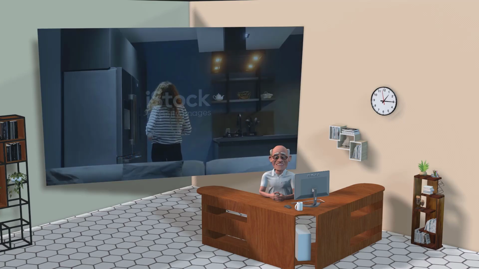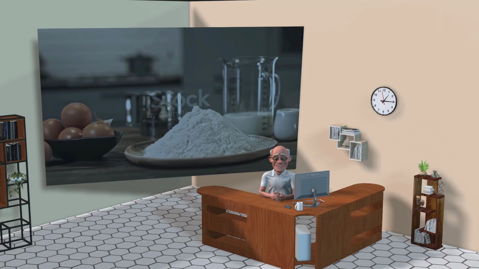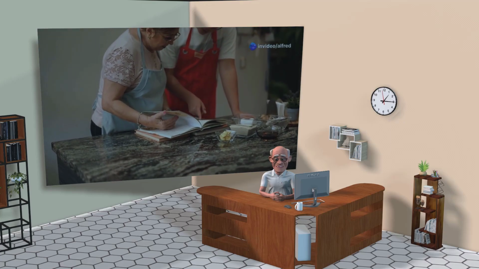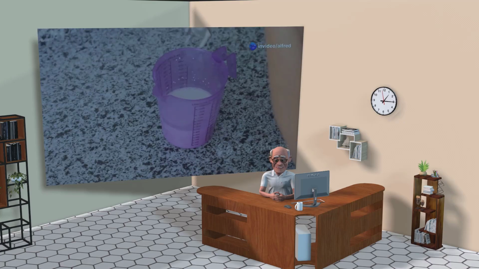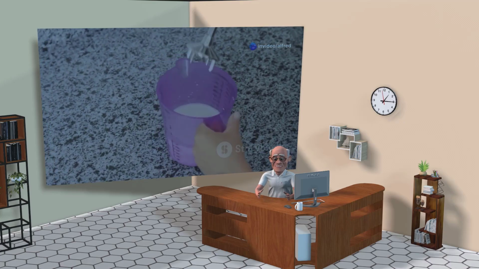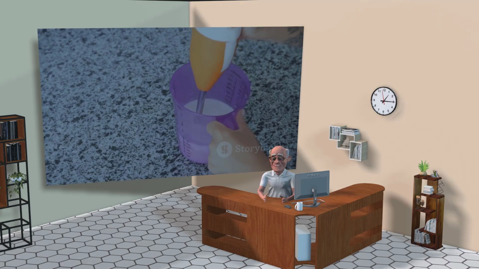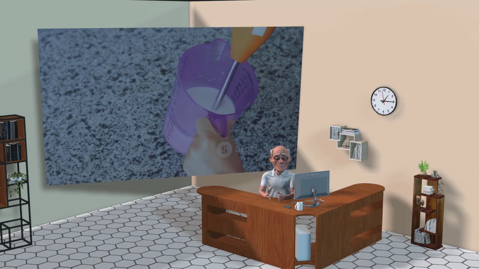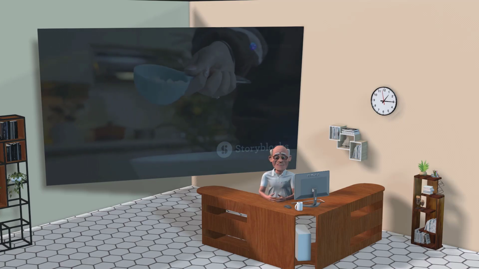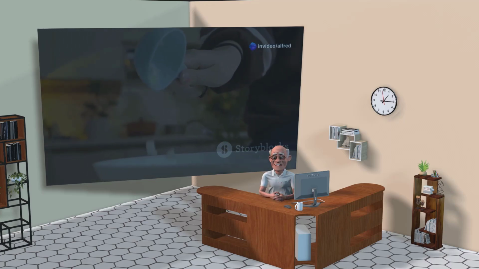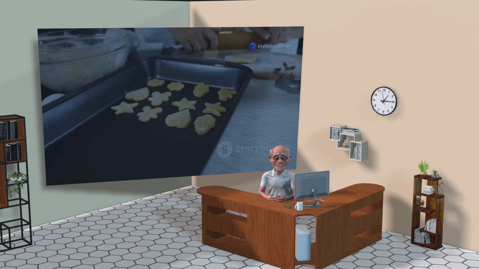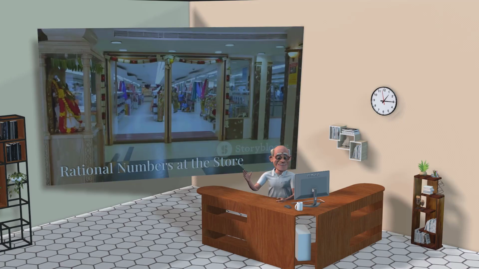Let's head to the kitchen. Rational numbers are everywhere when we cook or bake. Recipes use fractions to tell us exactly how much of each ingredient to use. Imagine you're making cookies. The recipe might call for 1/2 cup of butter, 1/4 cup of sugar, 3/4 cup of flour. See those fractions? They are rational numbers helping us measure the right amount. Without rational numbers, our cookies might turn out too buttery, too sweet, or not sweet enough.